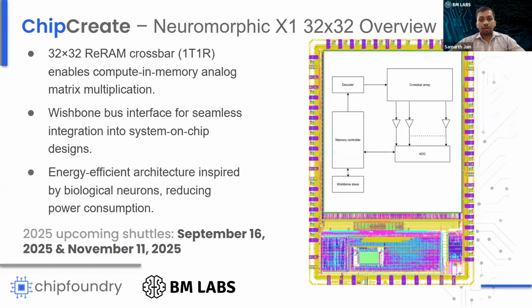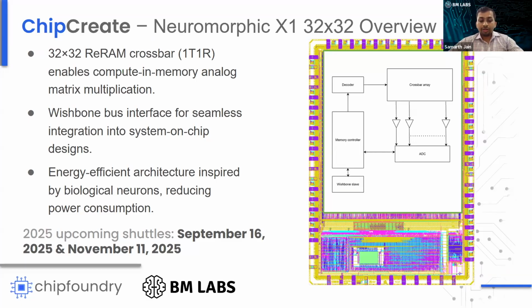Over here, you can see the neuromorphic crossbar 32x32 macro and how it can be integrated into Caravel SoC. It's a macro which consists of a crossbar array with its peripherals like decoders, ADC, and memory controller, because in the end, it's a memory with compute. It also has an inbuilt Wishbone bus slave, which helps you integrate with RISC-V, in this case with Caravel.